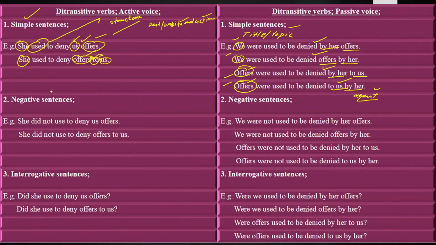Now next we have got negative sentences. Those sentences in which we deny the statement, reject the statement, refuse the statement are called negative sentences. She did not used to deny us offers. She did not used to deny offers to us.